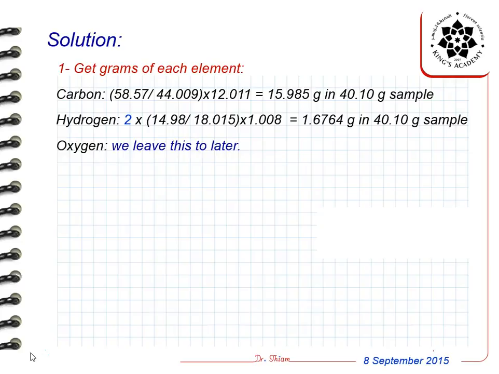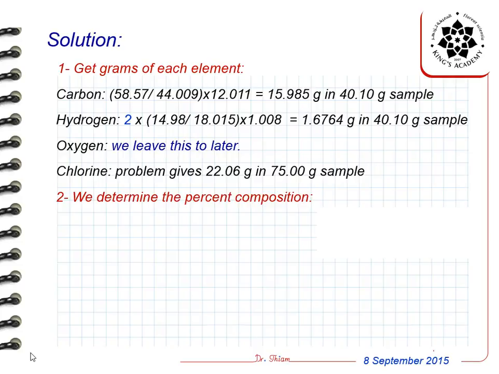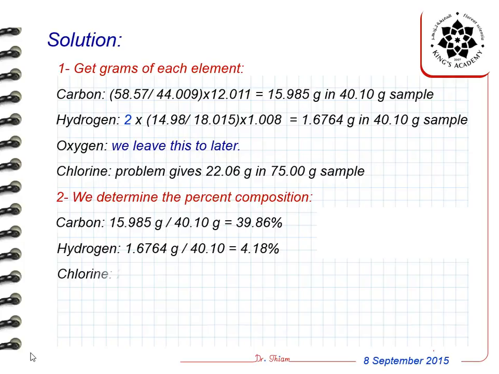And then oxygen, we leave this on the side for now. Chlorine, the problem gives us 22.06 grams in a 75 gram sample. So what we do is we determine the percent composition. So the carbon, 15.985 grams over 40.10. This is the percentage of carbon in the sample. Hydrogen, likewise. Chlorine.